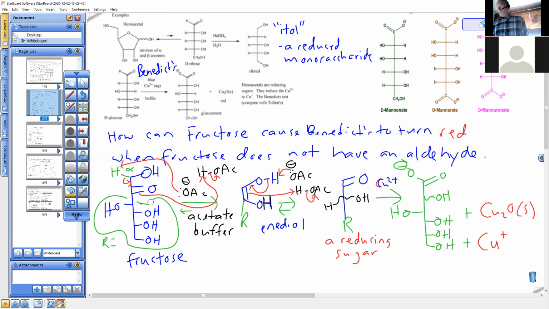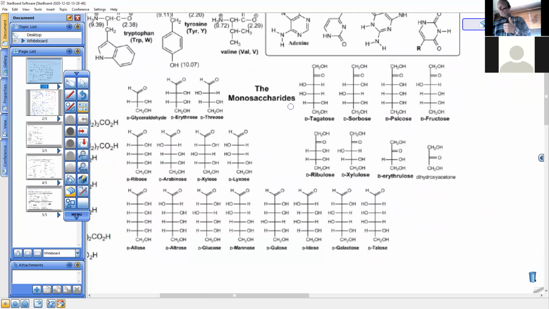So what things are reducing sugars? Two things. Open forms of monosaccharides and hemiacetal forms of monosaccharides. Those are the two things that are reducing sugars. That's it. I'm not going to write it down. I'll say it again. The open form, which is like everything pictured on page 1. Everything pictured on page 1, down here, those are all reducing sugars. Hemiacetals of any of these are also reducing sugars. Acetals of any of these are not reducing sugars.